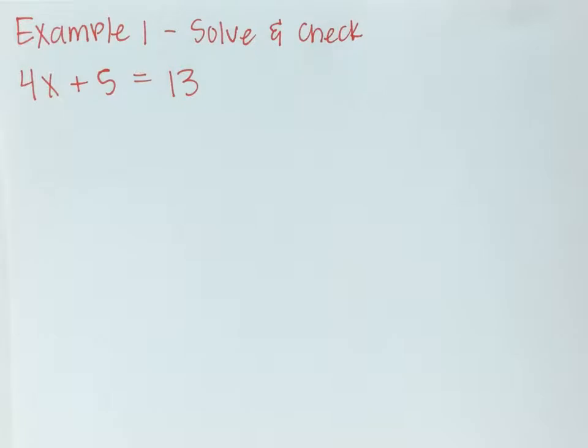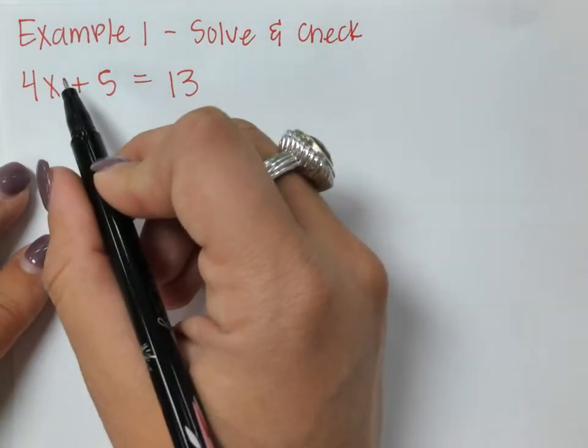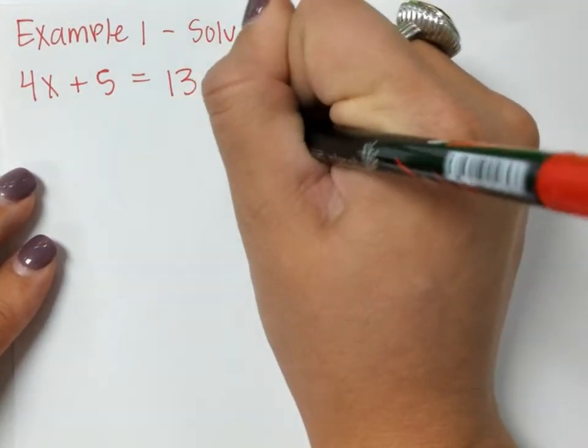Okay. So I'm still trying to solve for x. But the first step that I have to do, remember in my notes, what did it say we do first? Remove the subtraction and addition. You undo the addition or the subtraction first. So here I have a plus 5, right? So I want to undo that addition.